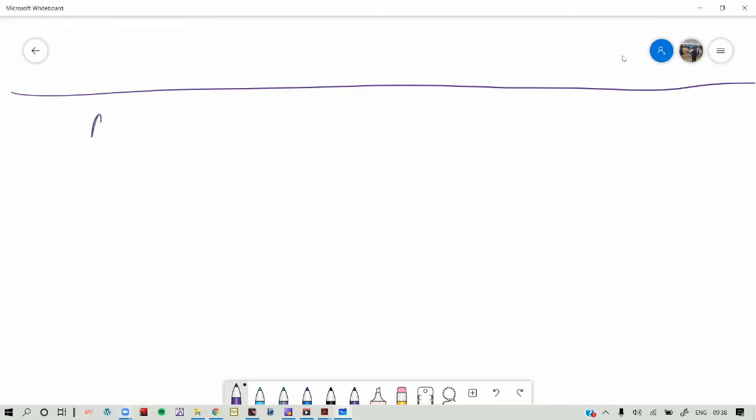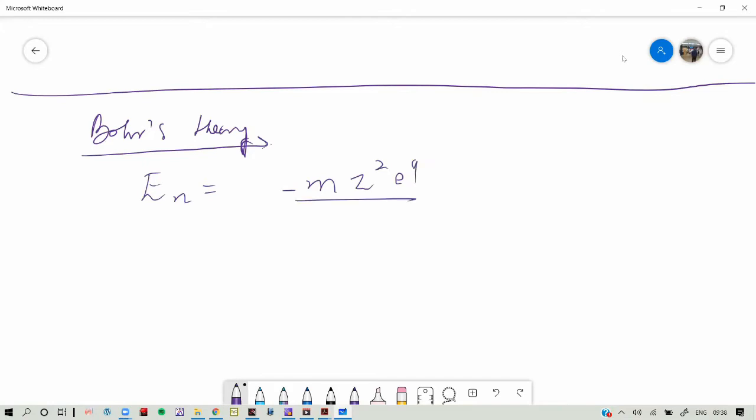We finished up Bohr's theory in the last lecture, and we ended up with the equation En is equal to minus m z square e to the fourth over 8 epsilon naught square h square, times 1 by n square. This was one of the energy equations. Then we also found the radius and all those.